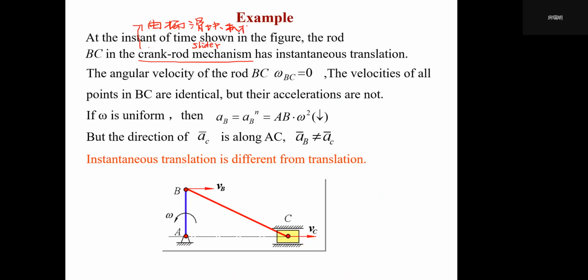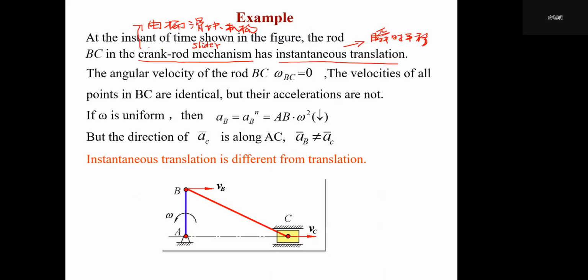You can also think about it, the body system. All the body are rigid body, right? In crank rod slider mechanism has instantaneous translation, 瞬时平移. This is another terminology. Instantaneous translation, we call that 瞬时平移. You know why? Why this is correct?